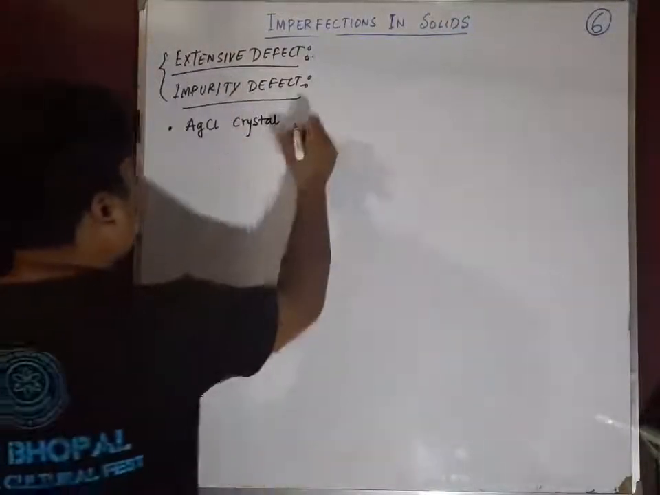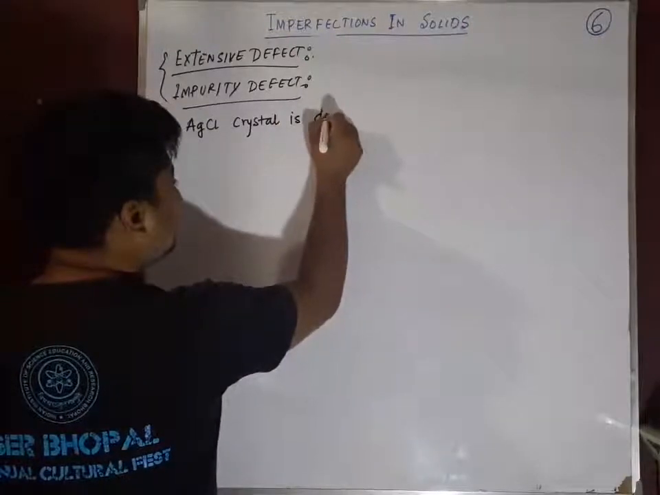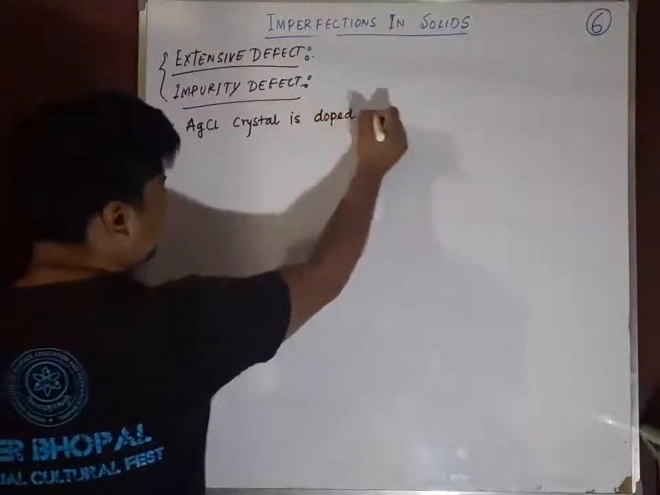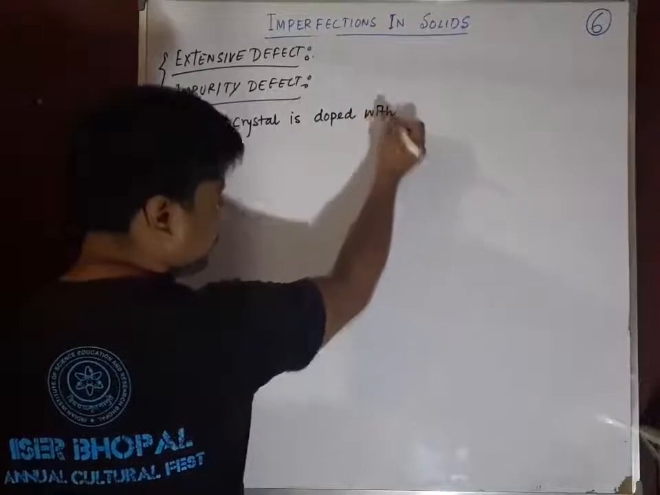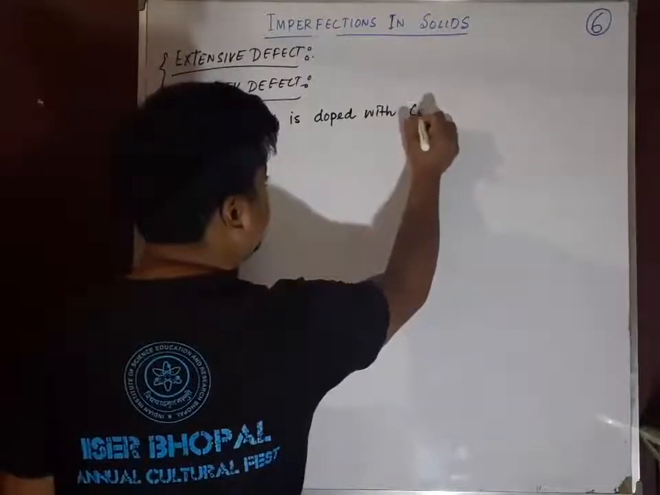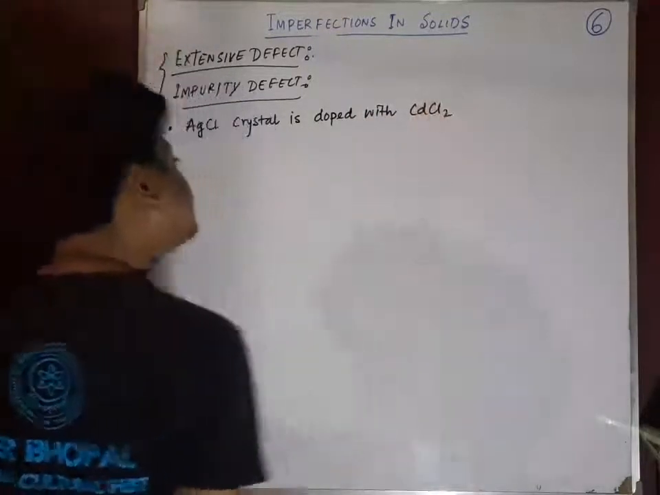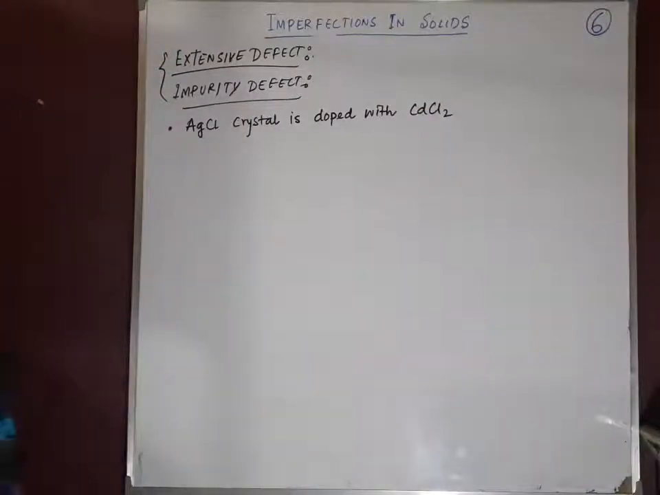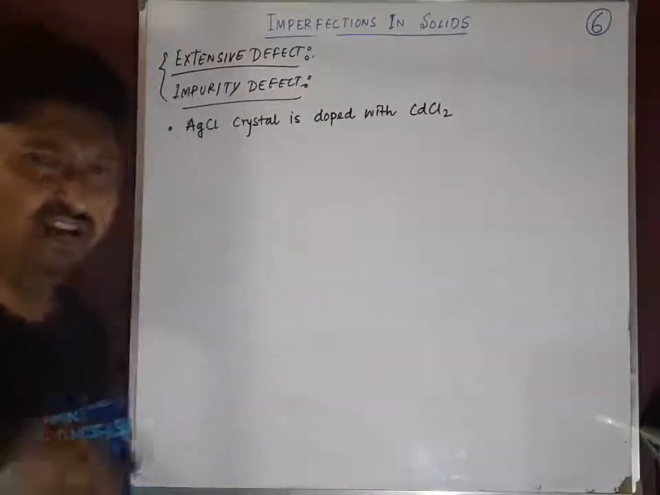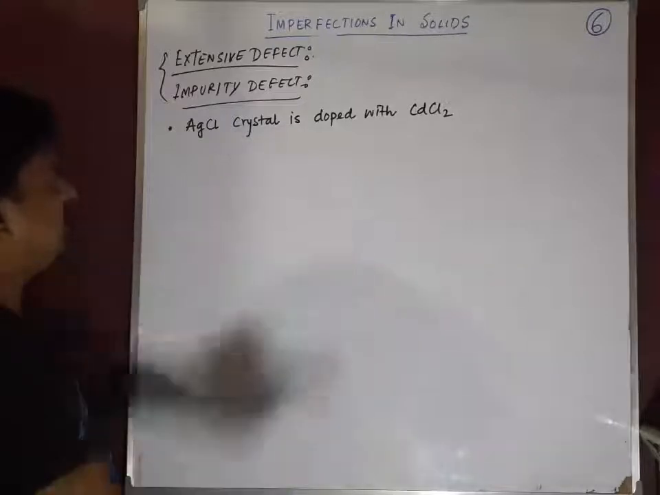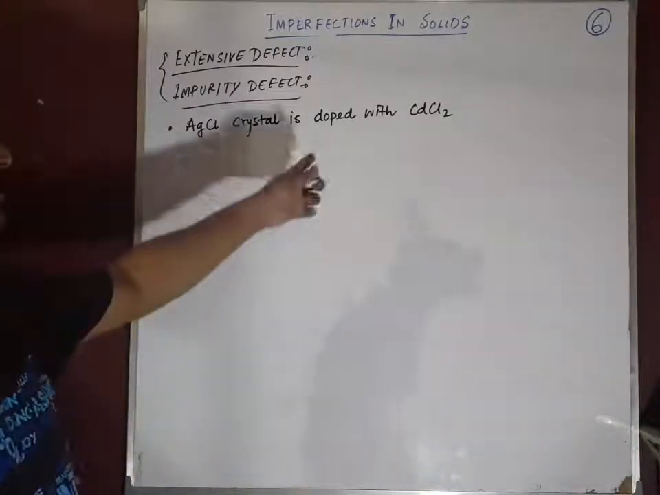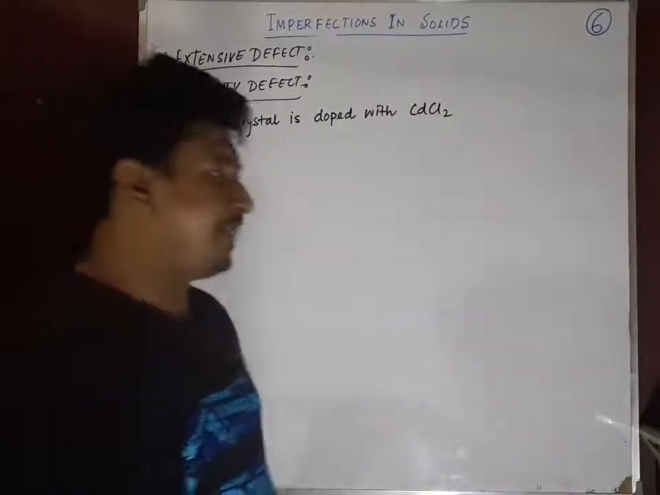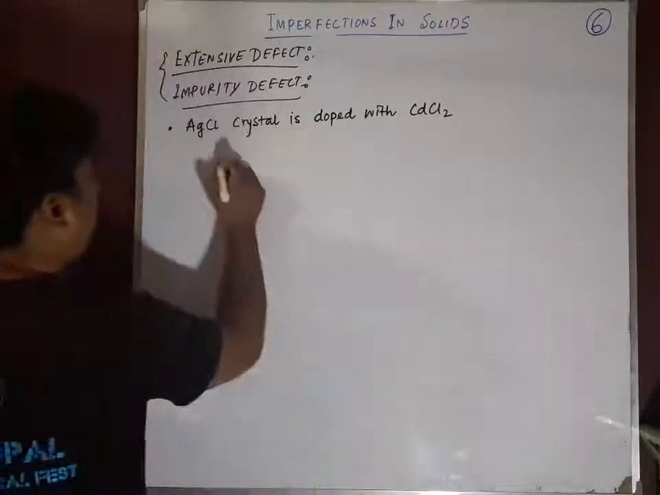The crystal is doped with cadmium chloride. Very nice question. I will start with the first example. Silver chloride crystal is doped with cadmium chloride. What will happen? If I draw.